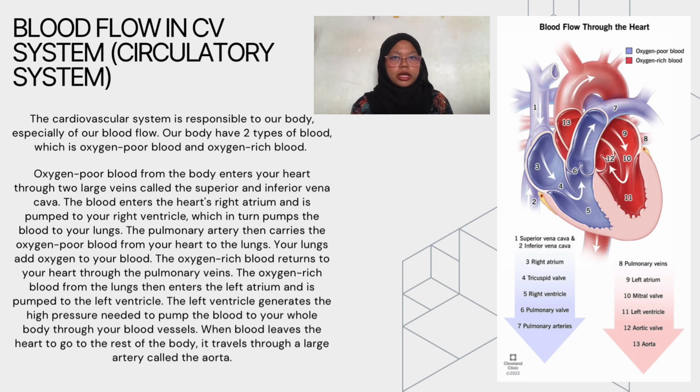The oxygen-poor blood enters the large veins, which are the superior and inferior vena cava. The blood enters the right atrium and is pumped to the right ventricle, which pumps the blood to the lung. Then, the pulmonary artery carries the oxygen-poor blood from your heart to the lung. Your lung adds oxygen to your blood. Then, the oxygen-rich blood returns to your heart through the pulmonary veins, enters the left atrium, and is pumped to the left ventricle. The left ventricle generates high pressure to supply your body, and blood travels through a large artery called the aorta.